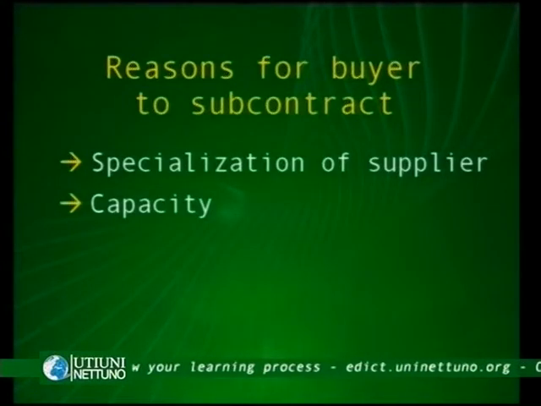Then capacity is another element. It could be that in some cases of seasonal demands, the contractor doesn't have the capacity to simply produce because it is already operating at full capacity. In that case, it could just extend the production process to a supplier to be able to meet high levels of demand in terms of seasonal variations.